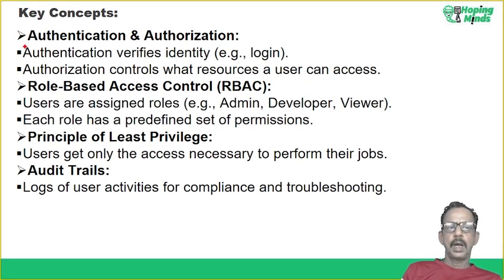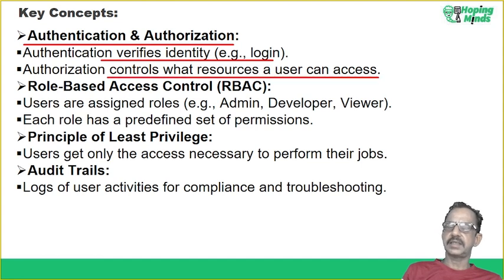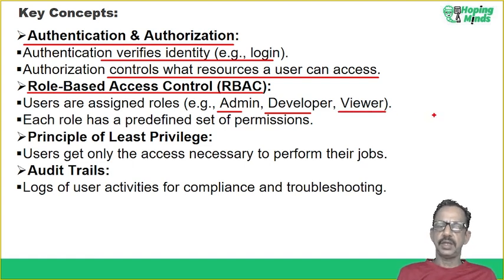Let's see here. Authentication and authorization. Authentication verifies the identity for login. Authorization controls what resource a user can access. That practical demonstration I have shown you during the IAM video, the one before last. Then role-based access control. Assign a role, like an admin role, a developer, or a viewer. Then we can attach different policies with those roles. So each role has a predefined set of permissions.